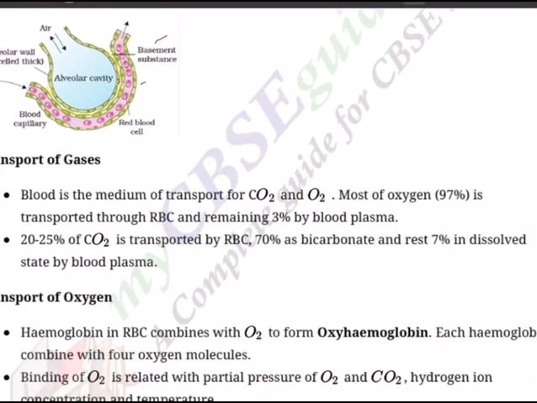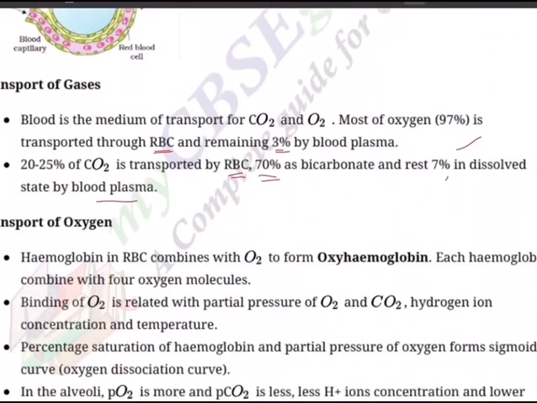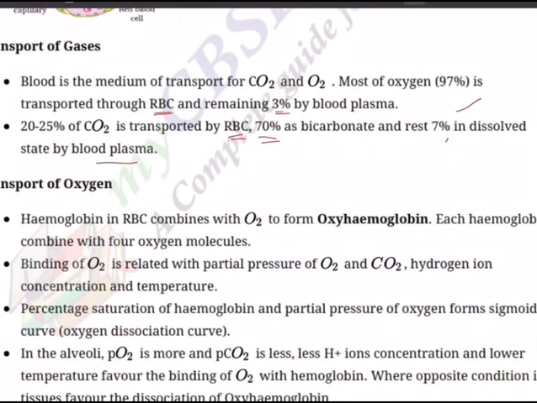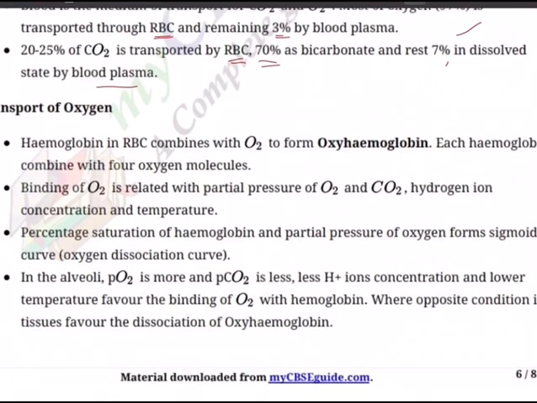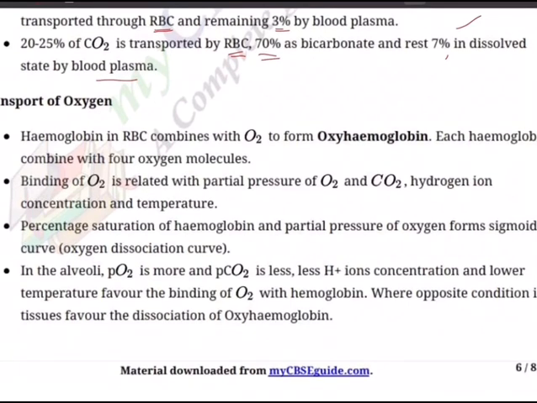Now, transport of gases. Blood is the medium of transport for CO2 and O2. 97% of oxygen is transported through RBC and the remaining 3% by blood plasma. 20 to 25% of CO2 is transported by RBC, 70% as bicarbonates, and the rest 7% is in dissolved state in blood plasma. So this is how the oxygen and CO2 gases transport themselves. Now let's go to transport of oxygen.